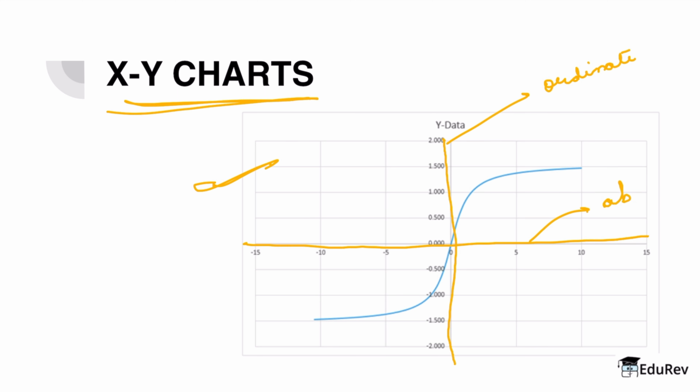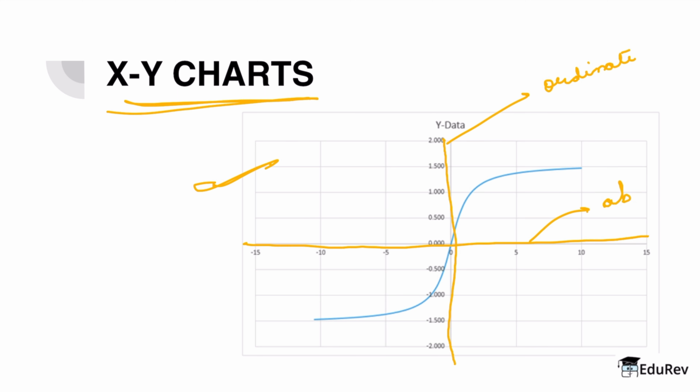Similarly here as well. This is termed my first quadrant. This is my second quadrant. This is my third quadrant, and this is my fourth quadrant. In the first quadrant, both x and y are positive. When I talk about the second quadrant, y is positive, whereas x is negative.